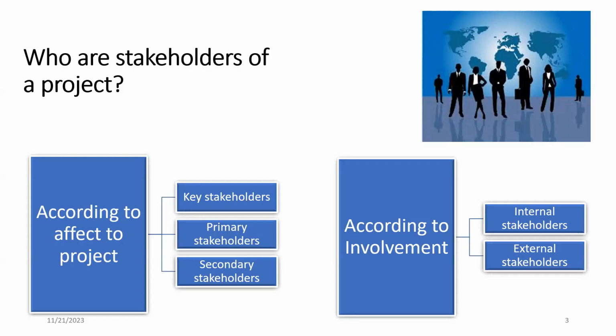And primary stakeholders are those who have an advantage or disadvantage during the running of a project or due to the completion of the project. Example: in a road development project, shop owners get a positive impact, but people who are displaced can get a negative impact.